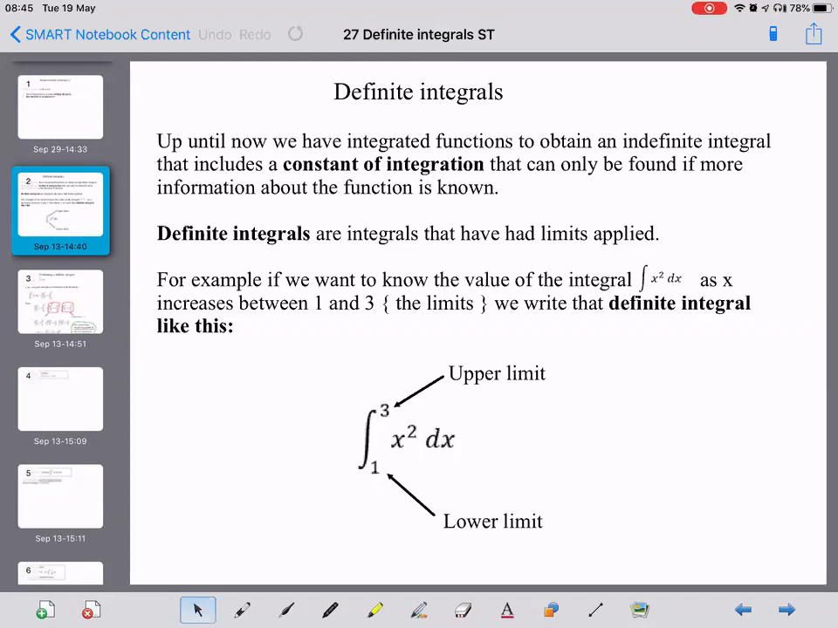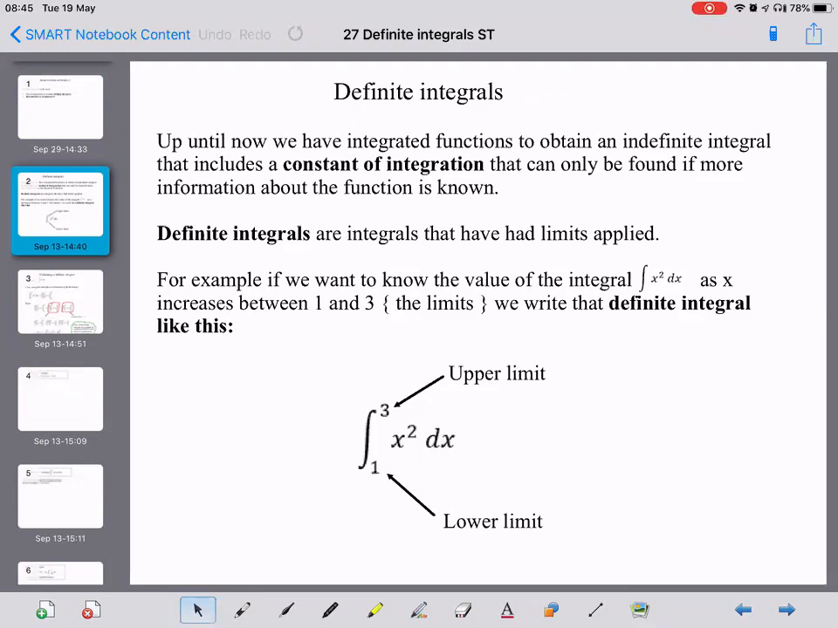Also, the constant of integration will not become a problem when we solve what's called the definite integral, where we apply limits. So, for example, if we want to know the value of the integral of x squared with respect to x, as x increases between 1 and 3, those two numbers are called the limits. We write that definite integral like this.